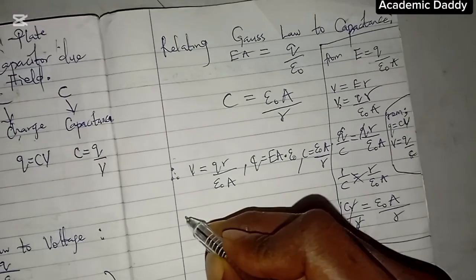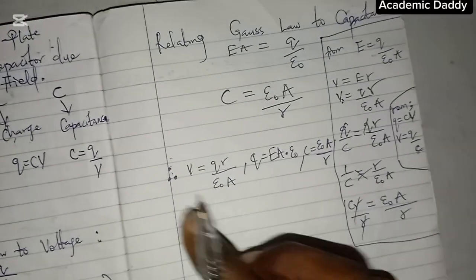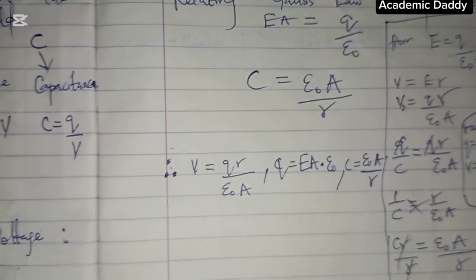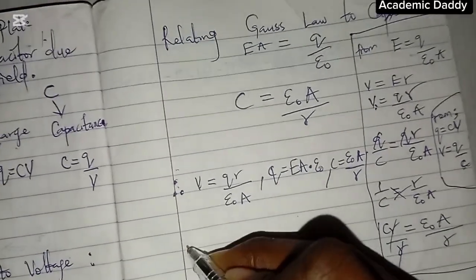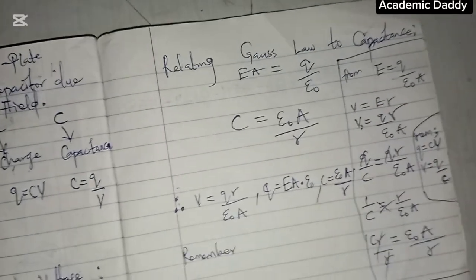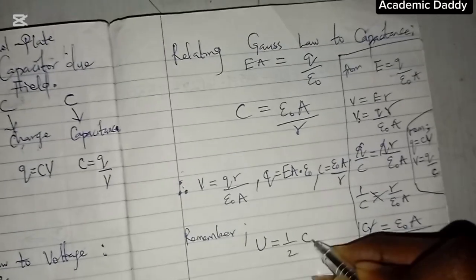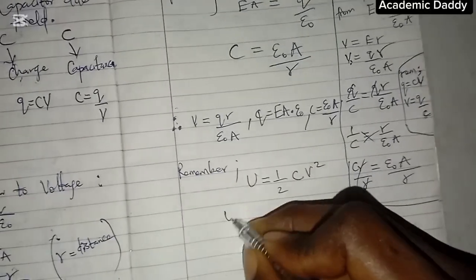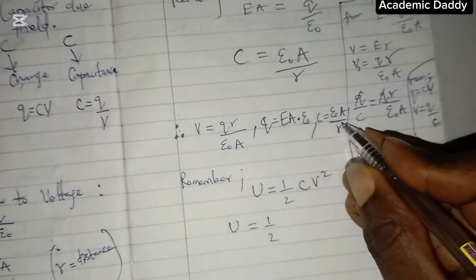Then we remember, so we say, we now have to compare what we've gotten here to what we have for energy stored in a capacitor. So we now say, remember, U is equal to half CV squared. So for that reason, U will be equal to half C, which is this.